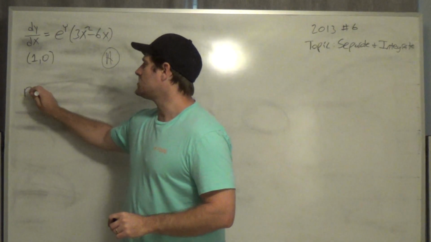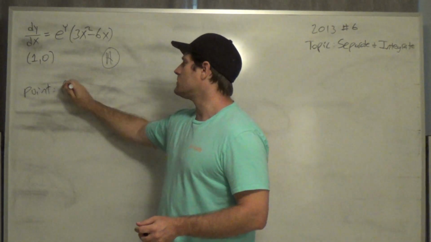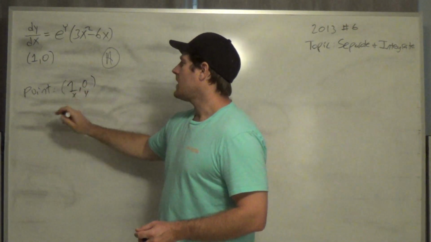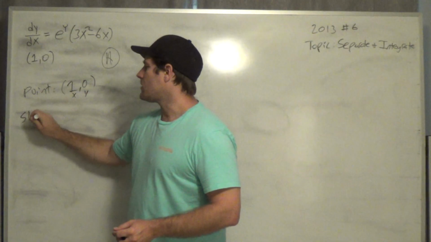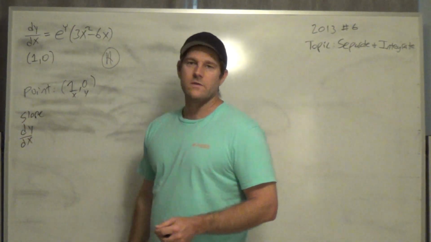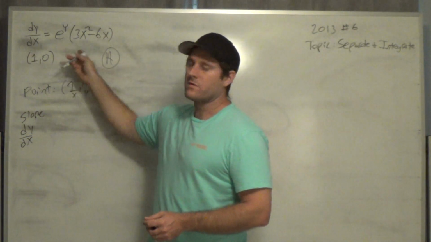Now, a tangent line needs two things. It needs a point. And folks, the point is right here. They give you the point, (1, 0). That's your x and your y. And then they need the slope. Now, slope comes from the derivative. So the slope will come from the derivative.